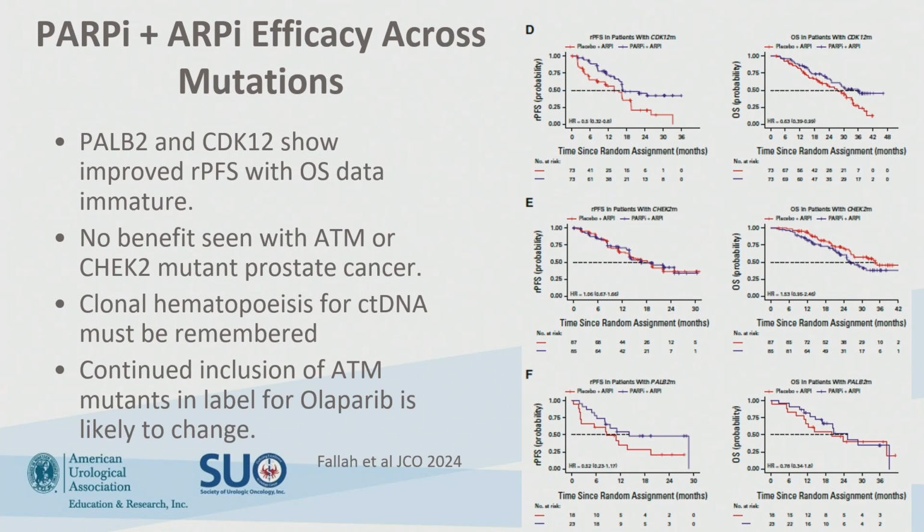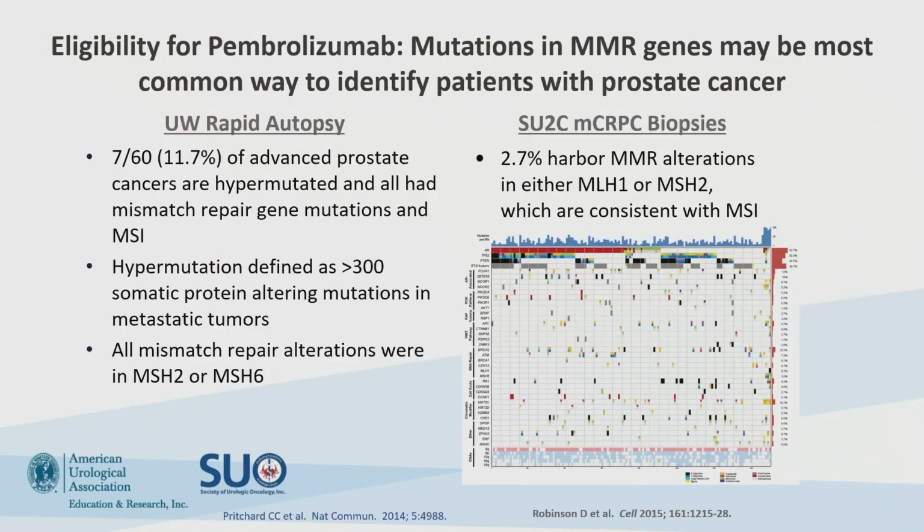It says here continued inclusion of ATM for olaparib approval may change. I don't know that the label is actually going to change, to be honest, but I think that in our use of olaparib for patients with ATM we may be less enthusiastic. Maybe we save that for a later line of treatment after time and use other agents earlier on with ATM mutations.